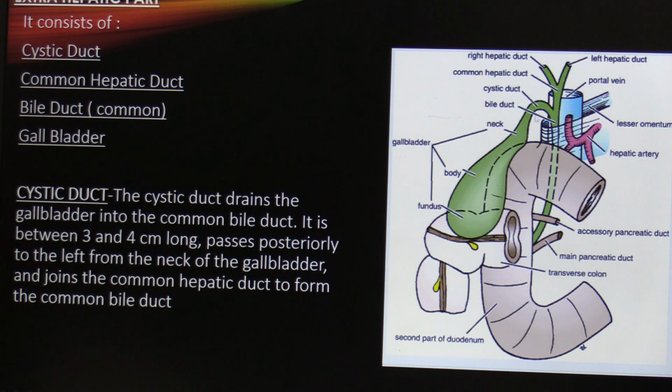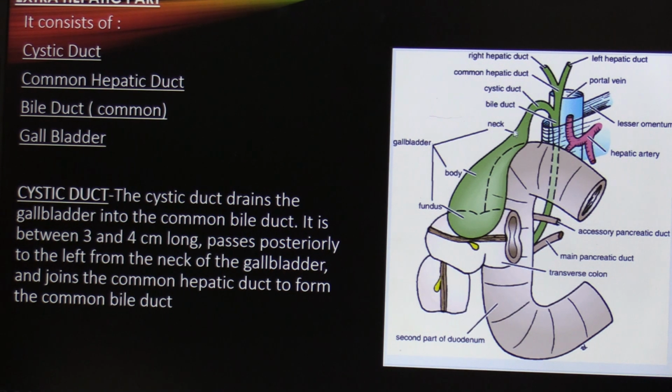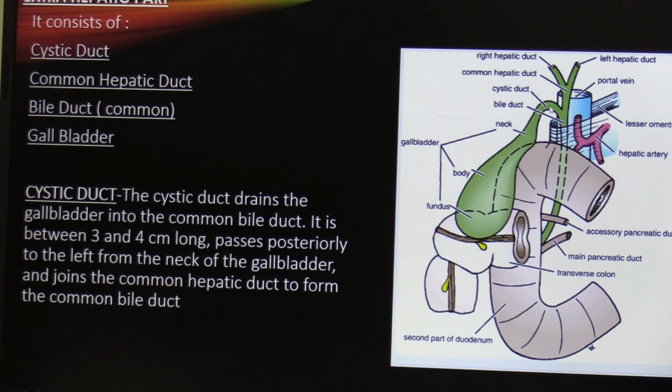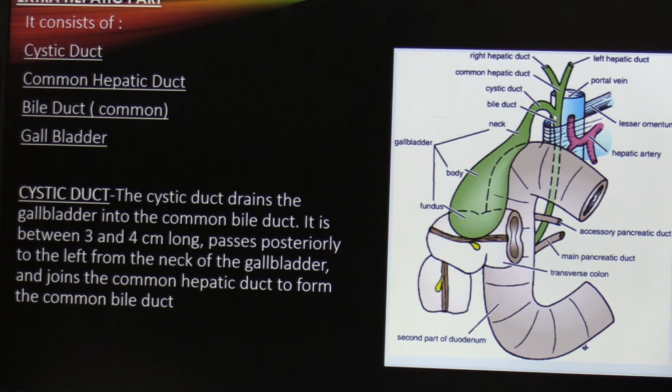Now starting with the cystic duct, if you look at the diagram, the cystic duct drains the gallbladder into the common bile duct. It is between 3 to 4 centimeters long, and you can see that it is passing posteriorly to the left from the neck of the gallbladder. This is the neck of the gallbladder, and it is joining the common hepatic duct to form the common bile duct.